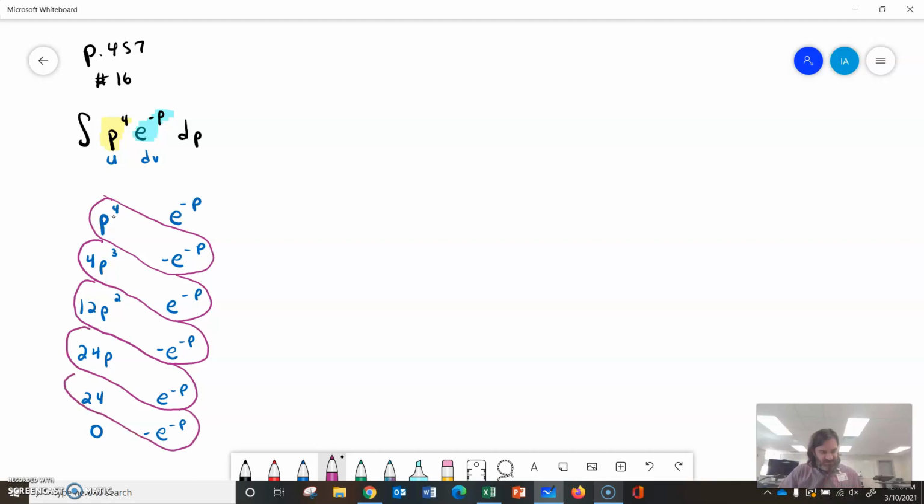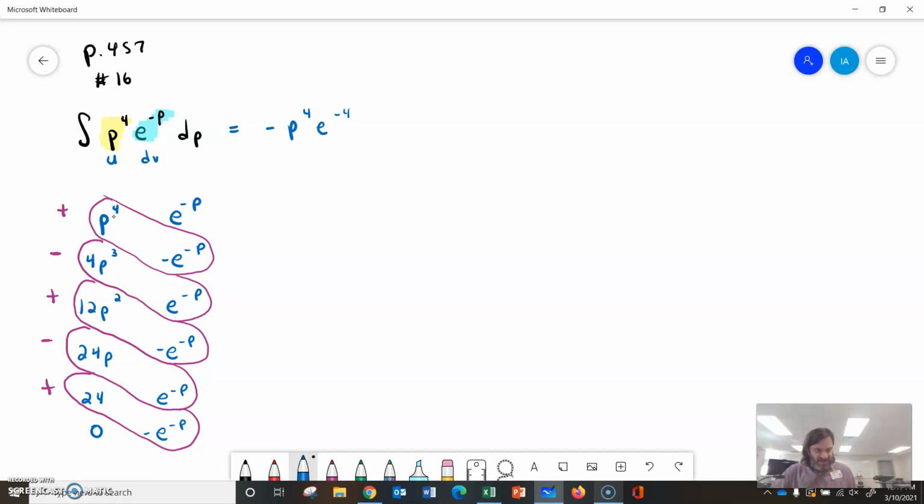I'm going to take all those combinations, and then remember, I want to alternate a sign associated with it. So the first diagonal I'll put a positive with, the next diagonal a negative, and I will keep flip-flopping that all the way down. Then I will just apply whatever is there. So my integral for p to the fourth e to the negative p will be, the first diagonal will be negative p to the fourth e to the negative p.